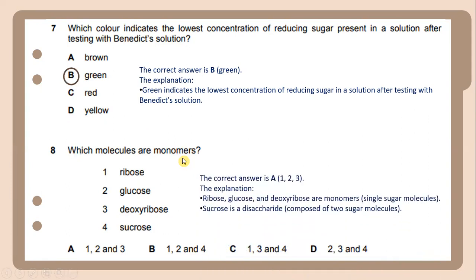The correct answer will be 1: ribose, glucose, and deoxyribose. They are monomers, which means having a single sugar molecule. But sucrose is a disaccharide because it is composed of 2 sugar molecules.